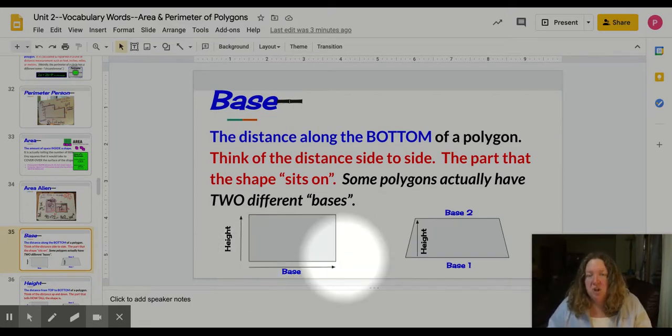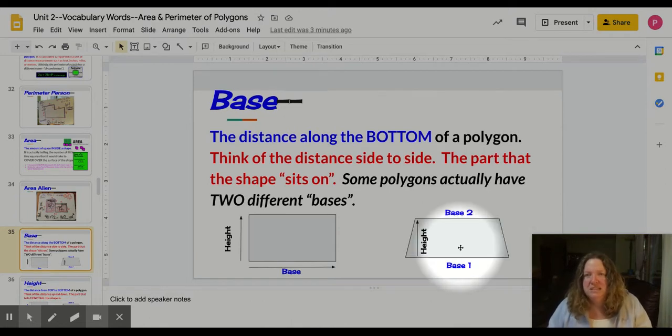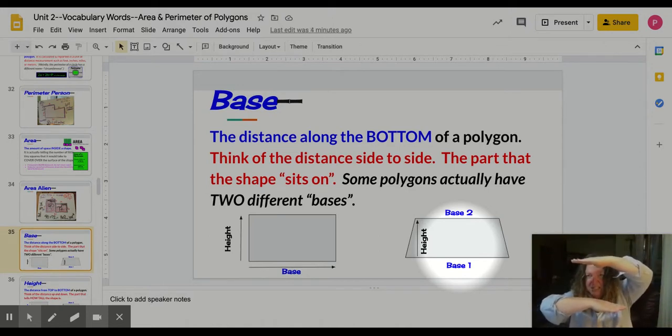Now, it is also possible some polygons actually have two different bases. If you take a look at this trapezoid, you can see we have base 1 that's on the bottom, and the one that's up on the top, that's still the same kind of parallel side, they call that base 2.